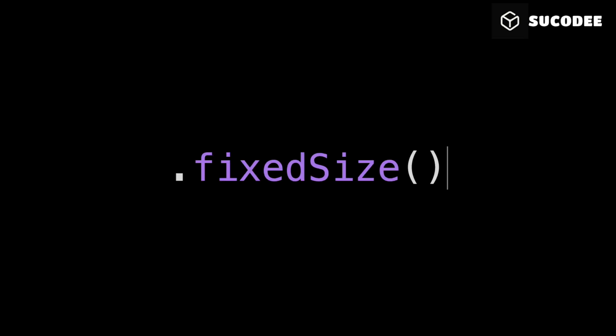In this video, we'll learn about a small but very useful SwiftUI modifier called FixedSize. It's the secret to fixing layout problems when your text or views don't have enough space and start getting squashed. Let's create a simple example.